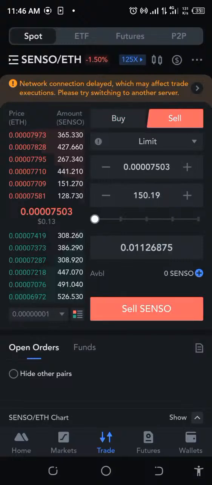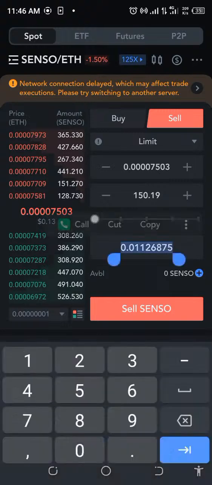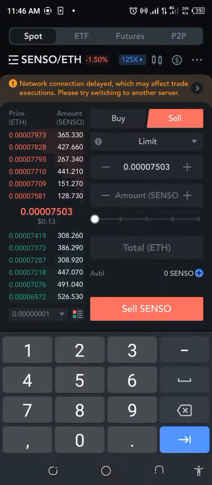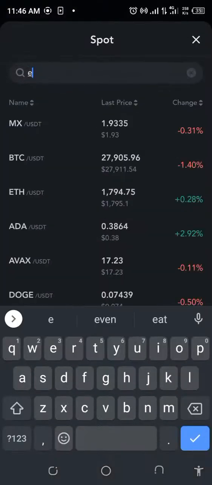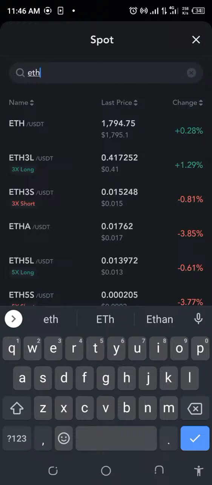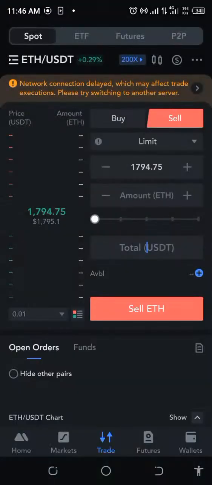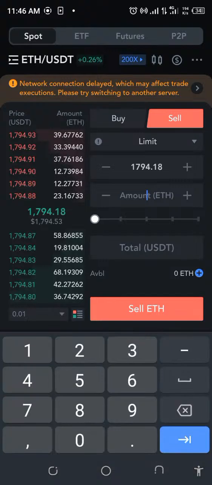Let's just try this out. Then we'll copy that out and go check it, and then we'll sell ETH to USDT. Let's see how that will go. ETH to USDT. Let's see whether this is going to work. Never going to work.